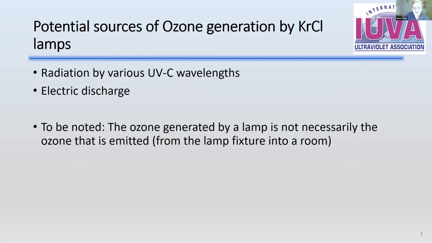How is ozone generated by lamps? There's essentially two ways: either by radiation, UV wavelengths, or by electrical discharges. And I want to make it clear upfront, we are talking about the ozone generated by a lamp. We will get into that later, but this is not necessarily what is being emitted into a room.